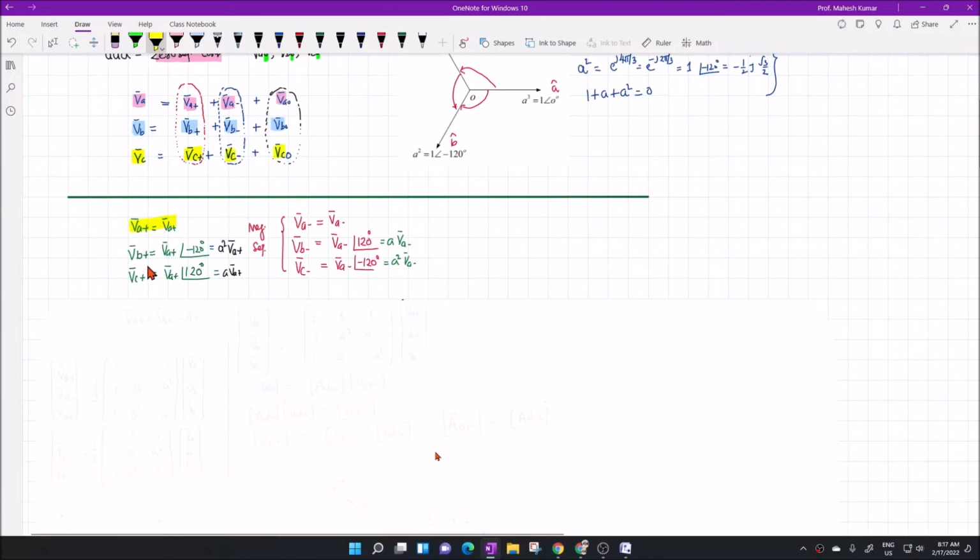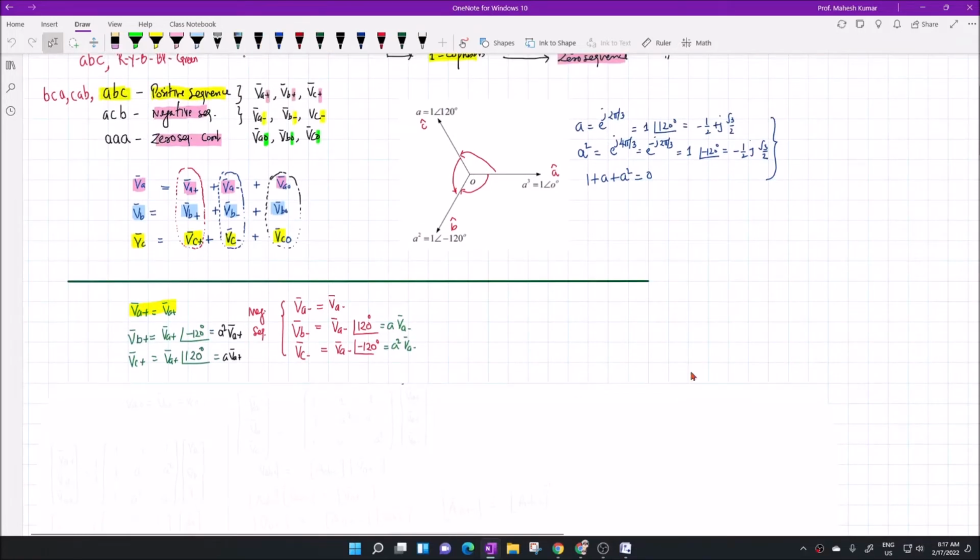VB plus should be lagging VA plus by 120 degrees. Lagging means minus, so 1 angle of minus 120 degrees is a square. As you have seen here, this is a square. So a square is 1 angle of minus 120 degrees. So I will write VB plus as a square VA plus.